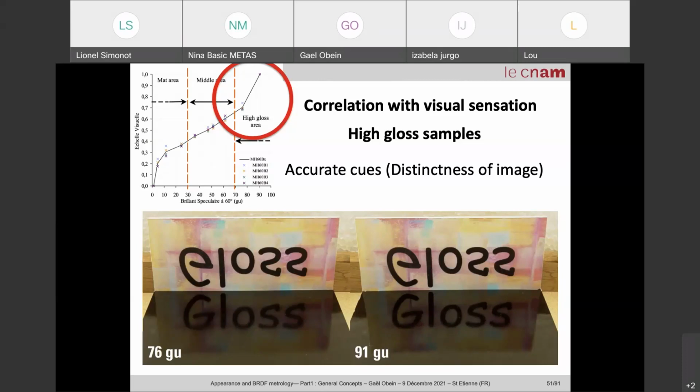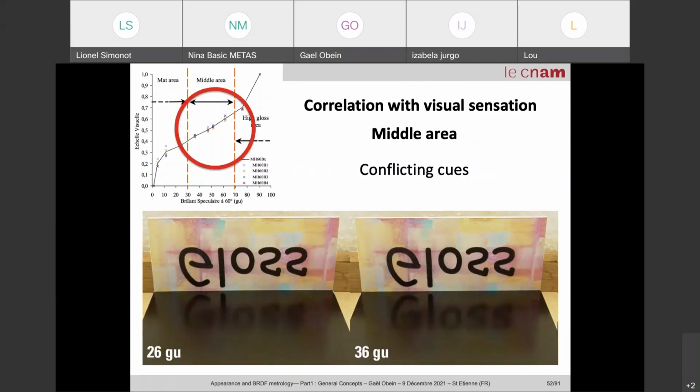of the source here. You see the source, you see the word gloss here, and what you're evaluating is how blurry it is. So it's not the same visual strategy. That's what we call the distinctness of image. And the gloss meter is not sensitive to this. It's very cognitive for you, so it's very strong.